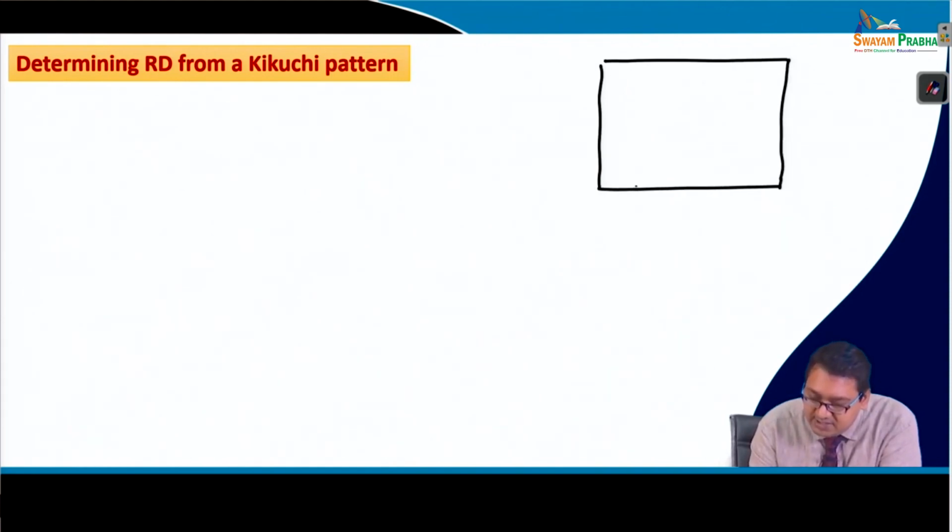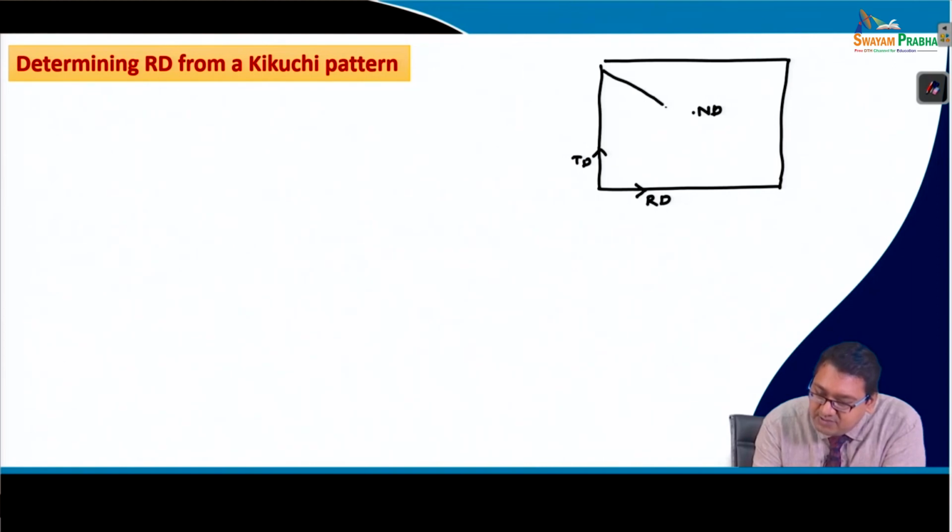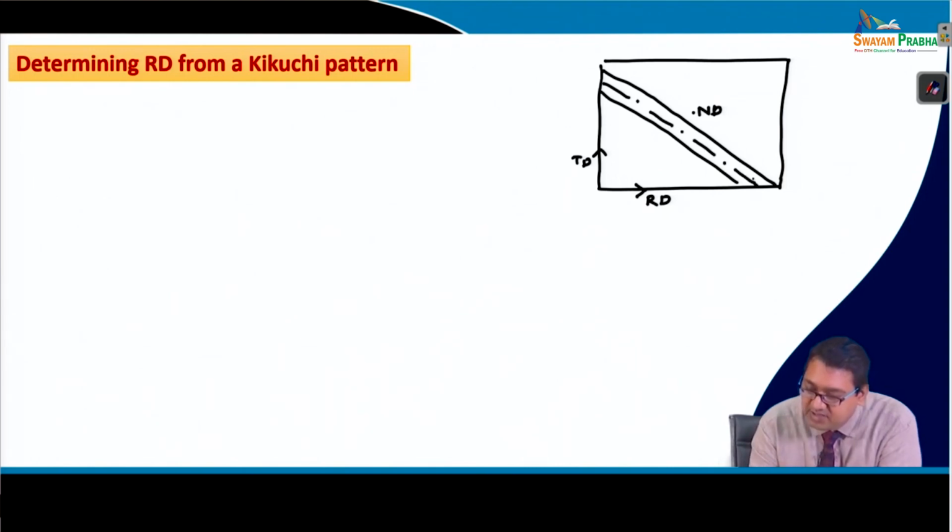Let us take the same example and let me draw the Kikuchi pattern this time for you. Say this is the Kikuchi pattern. As I said, this is the RD and this is the TD, and of course, ND is something like this. Now, say the Kikuchi pattern is something like this, one of the Kikuchi patterns from the figure that I was showing. If there is a vector or a direction perpendicular to the Kikuchi band, let us say this is x, and we can find out the HKL, the Miller indices of this direction.